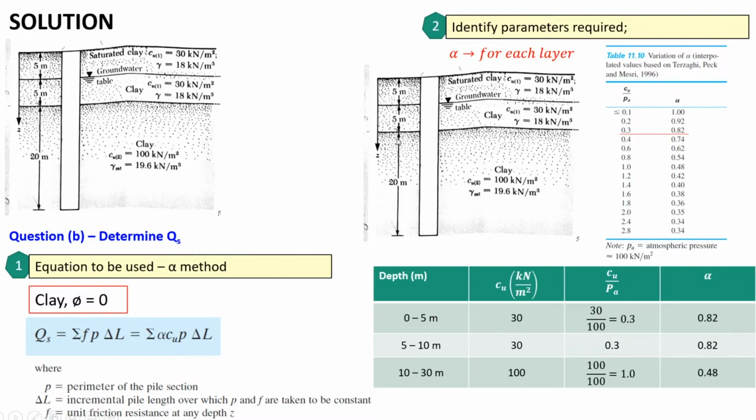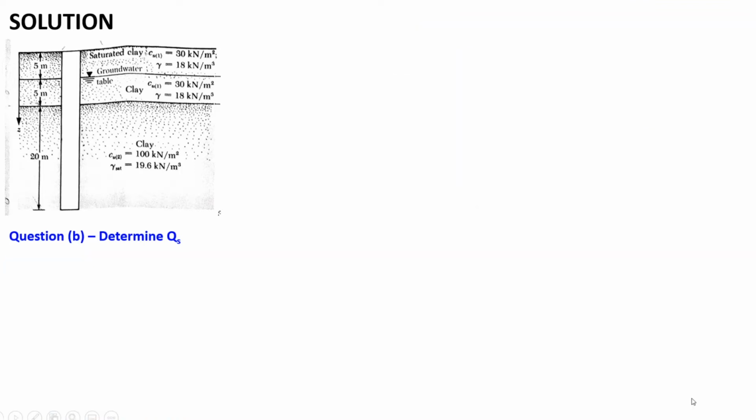Now for the next layer, after 10 meter down to 30 meter here actually. Why? So 10 here plus the 20 meter, so it becomes 30. The Cu here is 100. Alright, so the ratio of the Cu over PA here becomes 1. So look at this table. For ratio equal to 1, the alpha would be 0.48. So this is how we get the alpha value from this table.